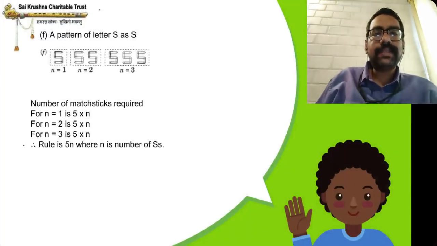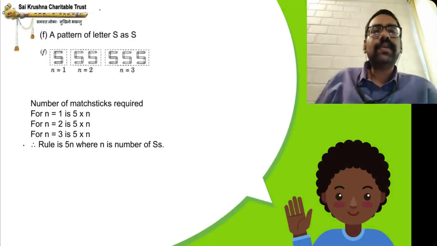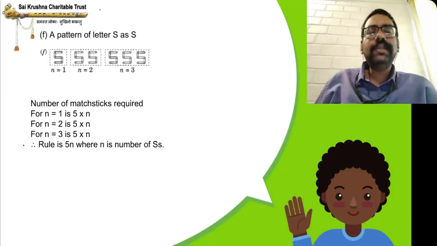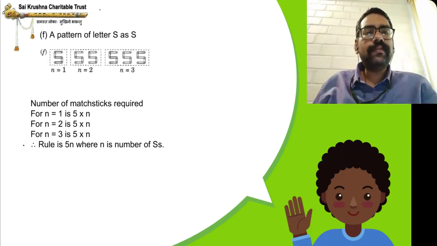Pattern of letter S. 5 matchsticks are required to make 1 S. For 2 S's, or n equal to 2, 5 into 2, 10. For n equal to 3, or 3 S's, 5 into 3, 15. The rule is 5n, where n is the number of S's.